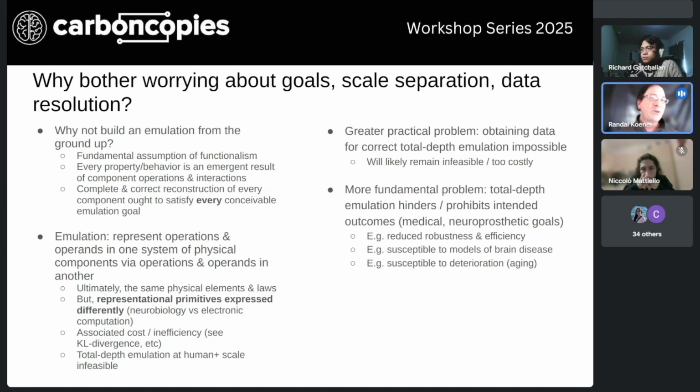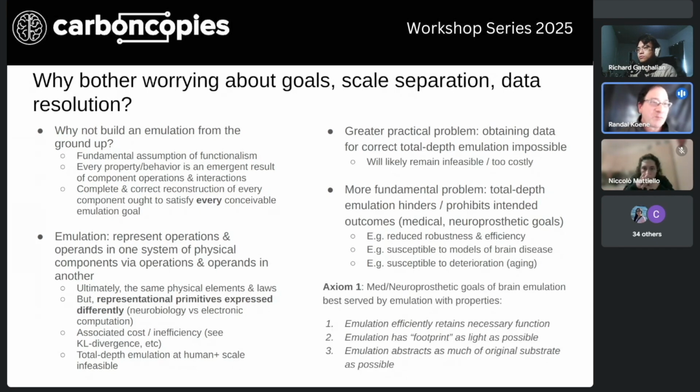Even if that challenge can be overcome, there's a more fundamental problem with reliance on total depth emulation. Doing so actively hinders or prohibits the intended outcomes of brain emulation for medical and neuroprosthetic goals. To mention just a few undesired consequences: reduced robustness and efficiency of the resulting emulation, susceptibility to models of brain disease, susceptibility to the deleterious consequences of aging, as those would also be in there.